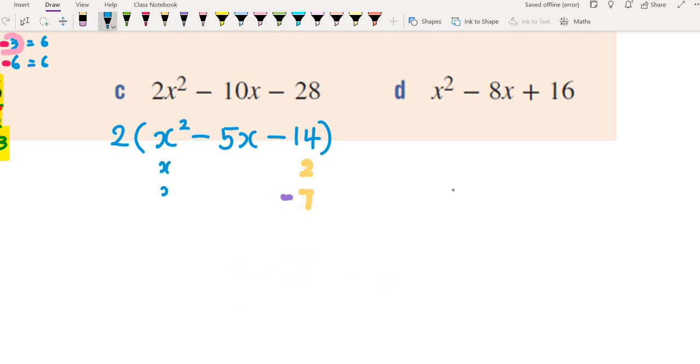And then we write the x's here. Alright, so you just need to keep the 2 in front. That's still there. But inside this bracket, we've got x plus 2 and x minus 7. That's the factorized form.